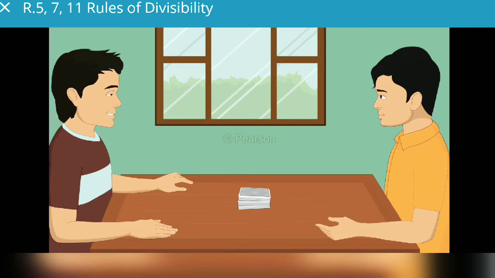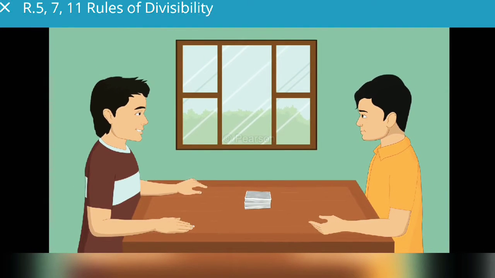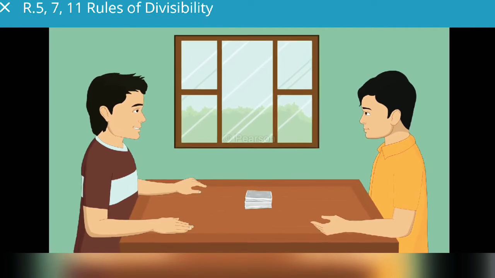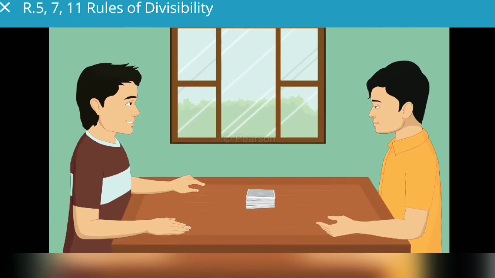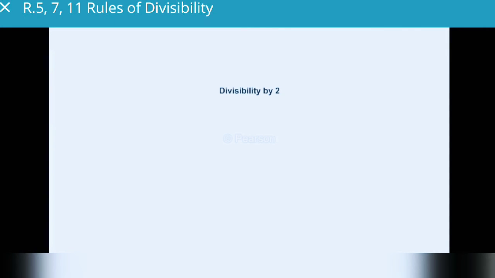Let's look at another scenario. John and Jake are playing cards. There are 54 cards in the deck. Can they divide the cards equally between them? John needs to use the test of divisibility to find out. He uses divisibility by 2.